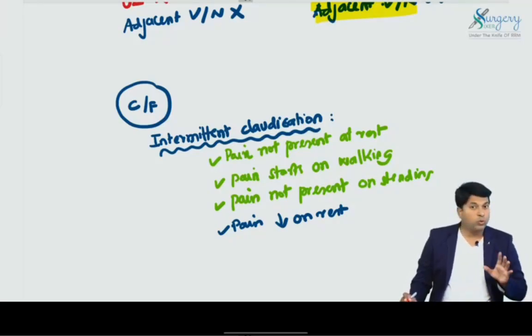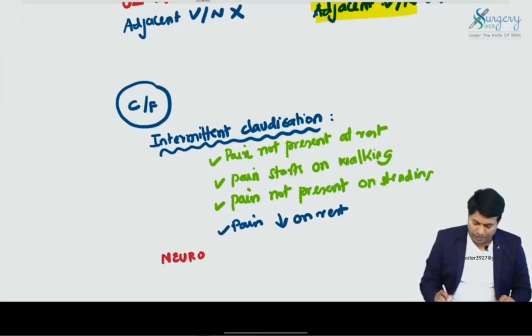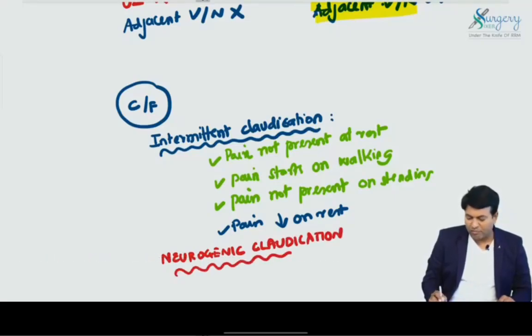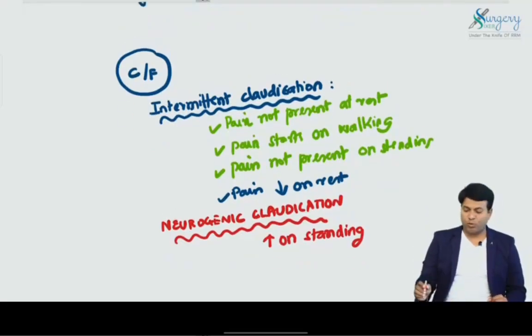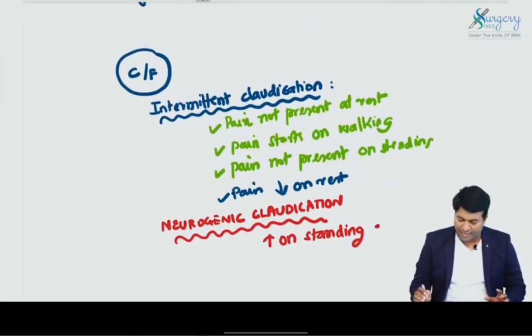So you should not get confused with neurogenic claudication. If it is neurogenic claudication pain or neurogenic pain, the pain will increase when? On standing up. Whereas intermittent claudication pain of vascular occlusion, pain is not present on standing. Neurogenic claudication is increased on standing. The pain increases on standing.